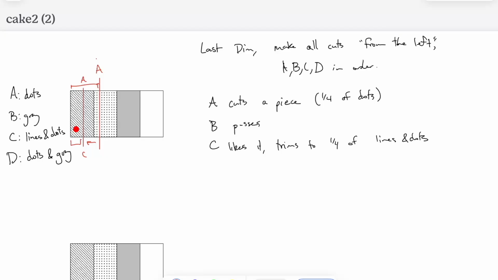No, I just mean that the 1/4 on the slanted lines is a lot bigger than the 1/4 that A cut in the dots region. Like, is that intentional or? A lot bigger? Yeah, you cut more than 1/4.